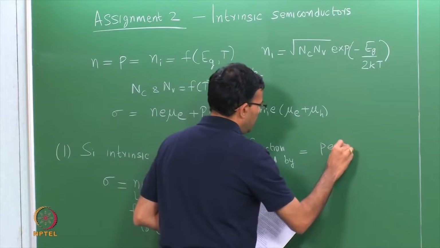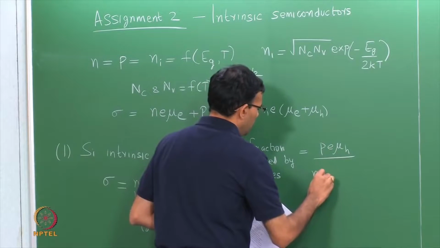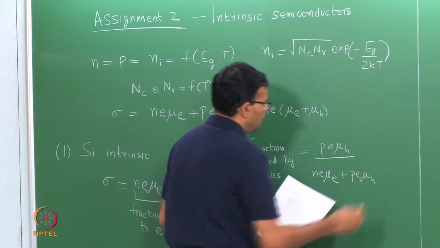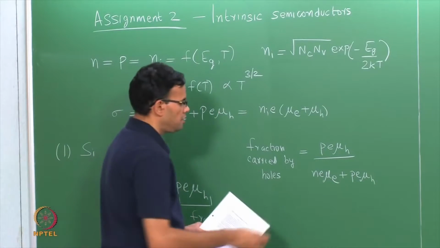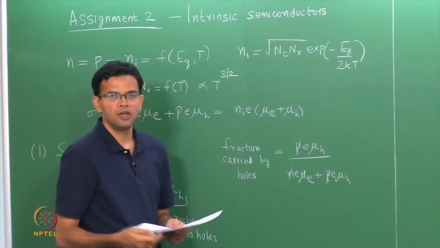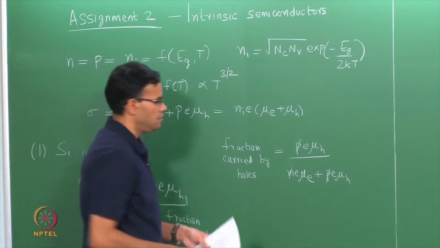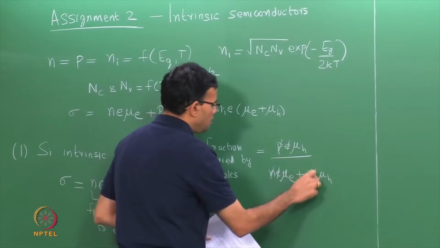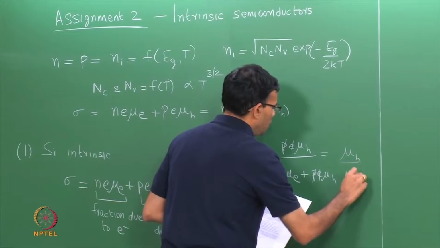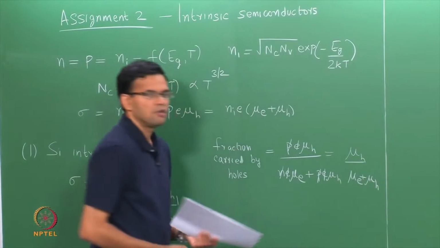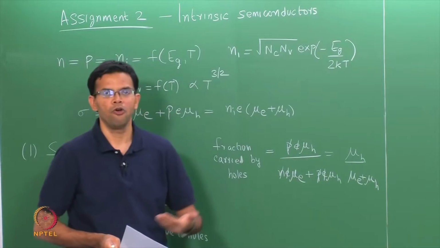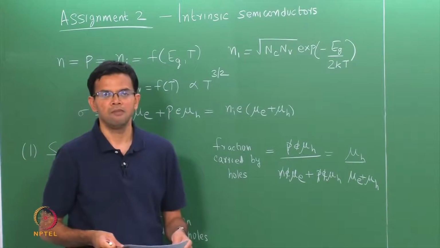It is nothing but P e mu h divided by the total, that is N e mu e plus P e mu h. So, for an intrinsic semiconductor, N is equal to P is equal to Ni. So, these terms cancel, e will also cancel. So, this is nothing but mu h over mu e plus mu h. So, the fraction of current carried by holes is directly proportional to the hole mobility. We can plug in the numbers for silicon here.